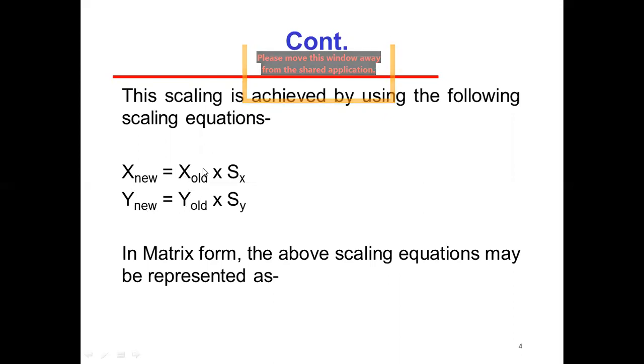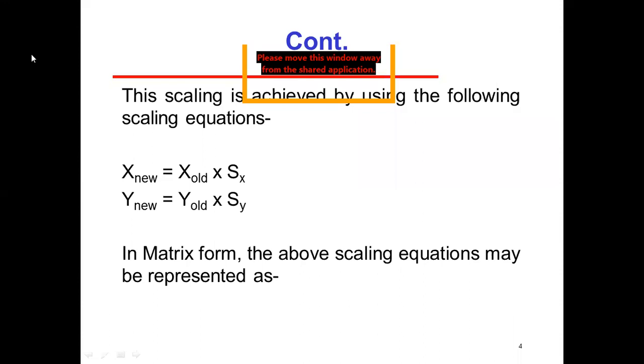Here x old, y old are the initial points. Sx and Sy will be provided to you. This is the scaling factor along the x-axis and the scaling factor along the y-axis. So in matrix form, the above scaling equations may be represented as follows.